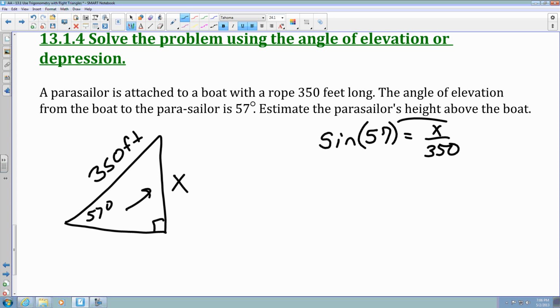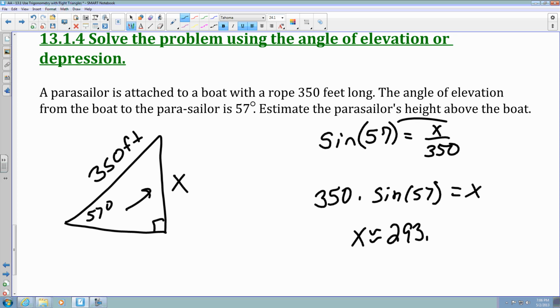So from here, I can multiply both sides by 350, so I got 350 times the sine of 57, it will equal x. And so if I multiply that together, I figure out a value for the sine of 57 multiplied by 350. I'm going to get something roughly 293.5 feet.